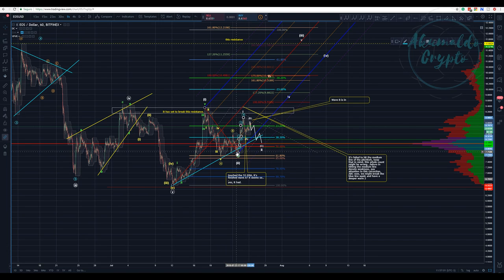It's when price just gets out of the trend line just to get more strength. Okay, that's what we have. Then we have the first wave of the third wave of this degree here. And then I have this pitchfork here. This is how I use the pitchfork.